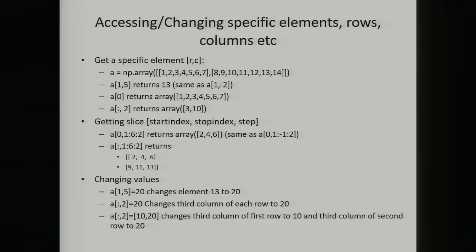Okay, this is what we just did. A of colon comma 2 equal to 10 comma 20 will change the third column of the first row to 10 and third column of the second row to 20. Okay.